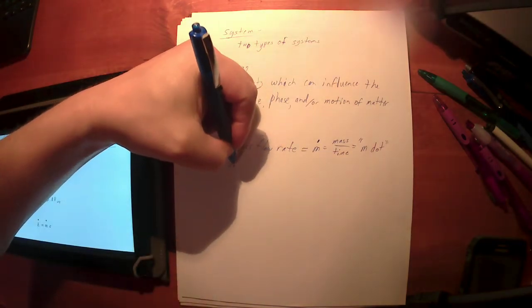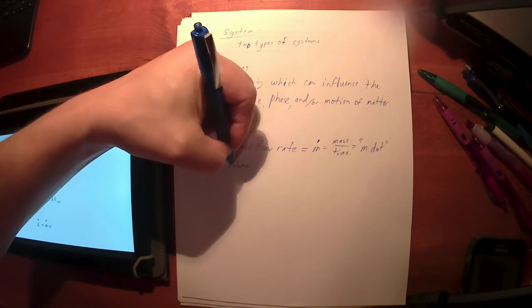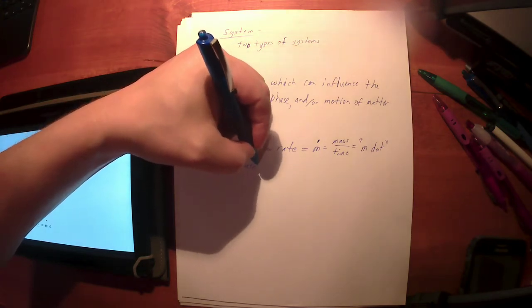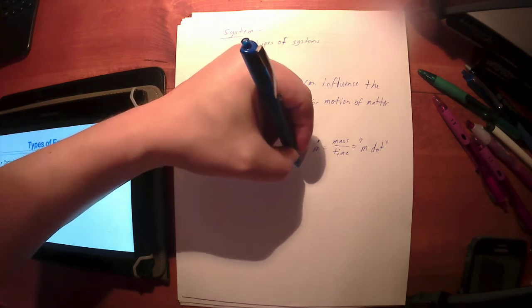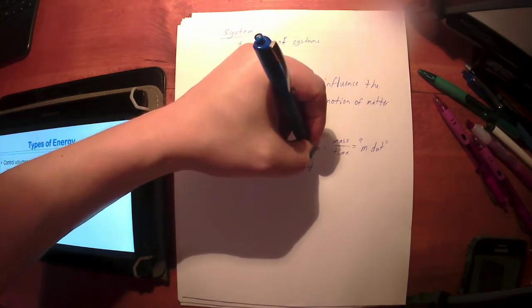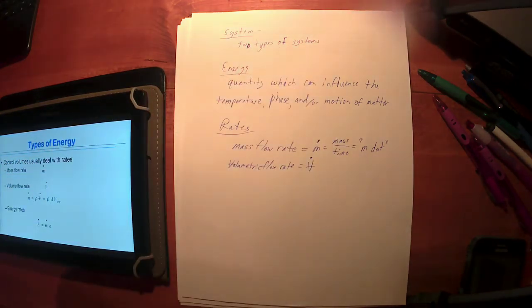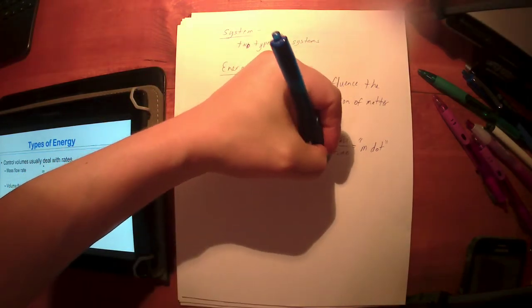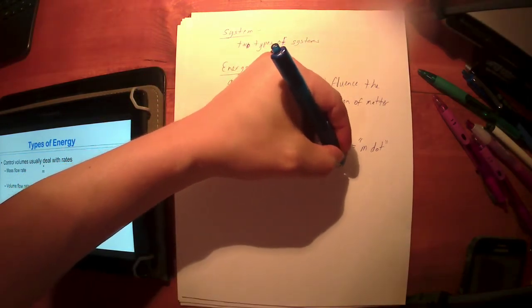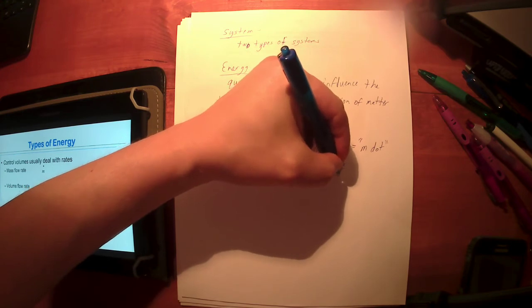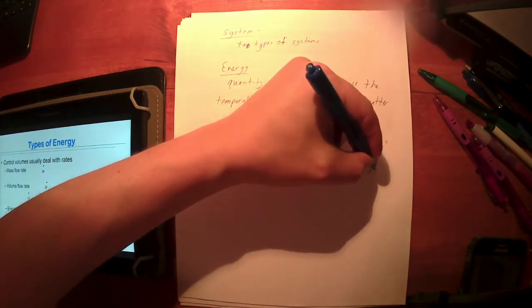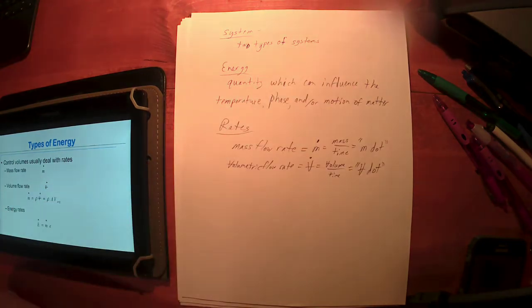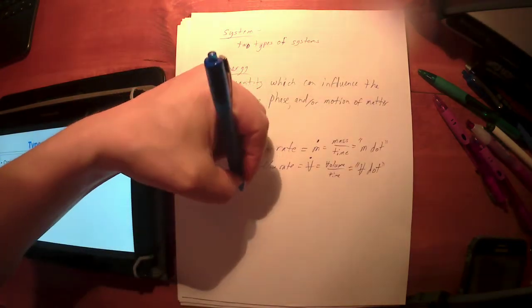The volume or volumetric flow rate, that is big V with a cross on it with a dot above it. That is volume per unit time. Again, we'll read this as "V dot." Okay, now how do we find m dot?